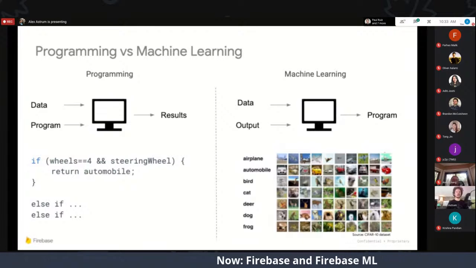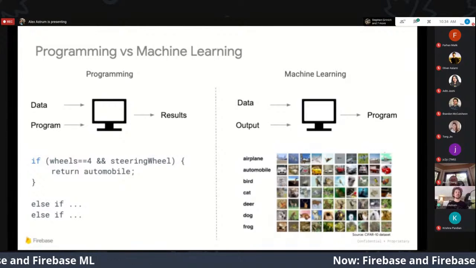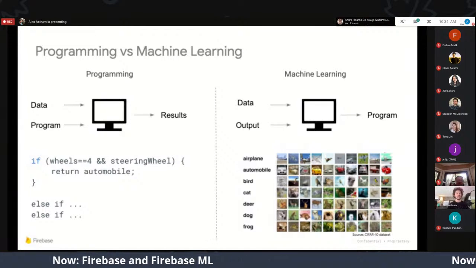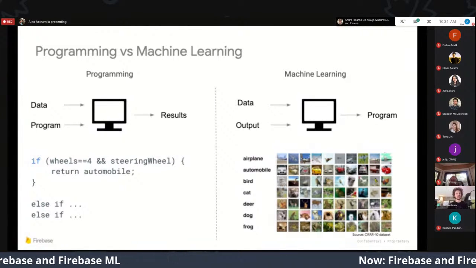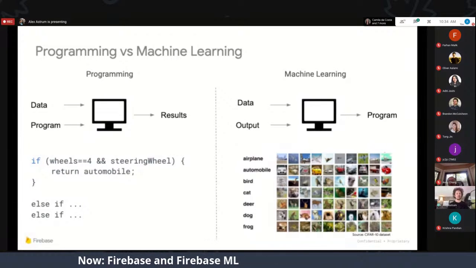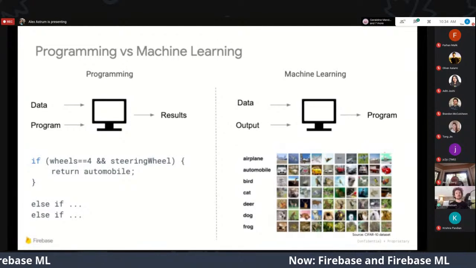Instead, we give it data. Usually the data comes in samples. Sometimes we also give it an output. Sometimes we don't really know what the output should be, and we might actually ask the computer to come up with some ideas, and then we would go over it and try to make sense of it. Anyways, if I were to boil it down to a very simple concept, it's data in, program out.